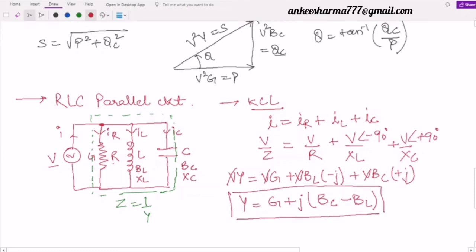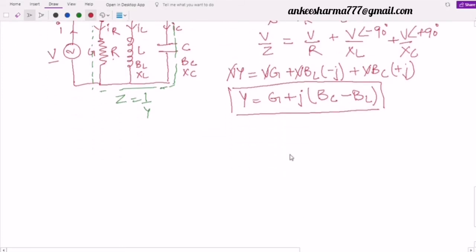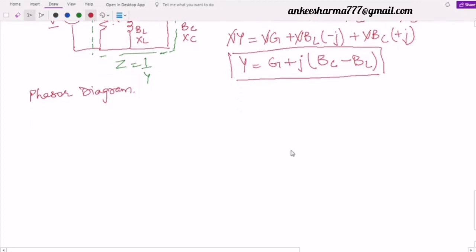So now if I draw the phasor diagram, again remember the case of the RLC series circuit. In that case, what was my phasor? In that I had taken the voltage across the resistor as reference. Here I will take the voltage as reference. So in my phasor diagram, for example, let us assume this is my voltage, and definitely the current IR will be in the same direction. So I will use here IR.